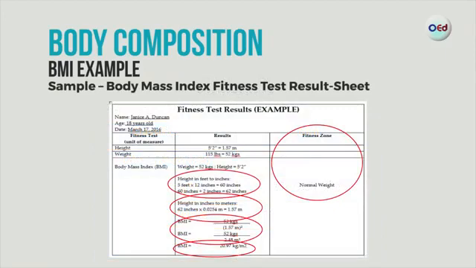When you are finished with this test, record your result on the fitness test data sheet this way. First is the conversion of your height in feet to inches. Second is the conversion of your height in inches to meters. Third is your BMI solution. Fourth is your BMI final answer. And lastly, on the fitness zone table, indicate your BMI result in comparison to the BMI standards.